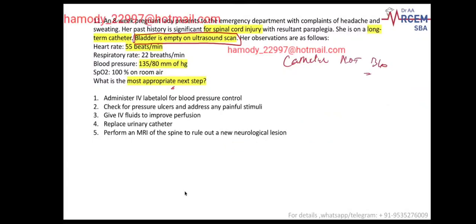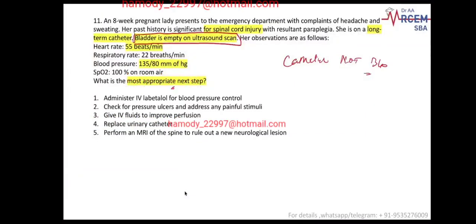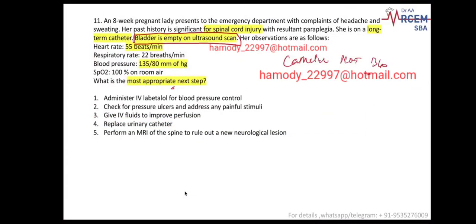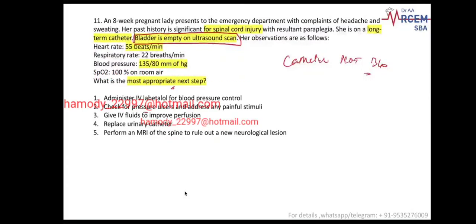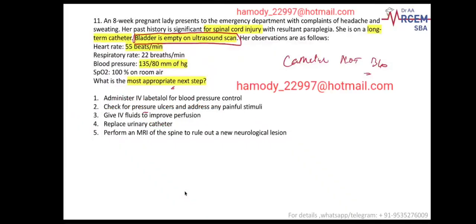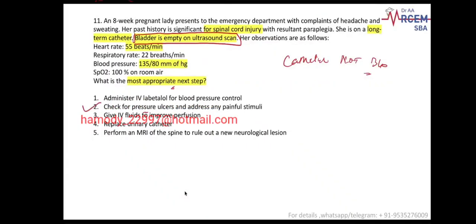It is not acute retention of urine. The catheter is fine in this individual. So what do we need to look out for here? We need to look out for the trigger agent and treat the trigger agent. So it might be to check for pressure ulcers and address any painful stimulus. That will be the right answer here.